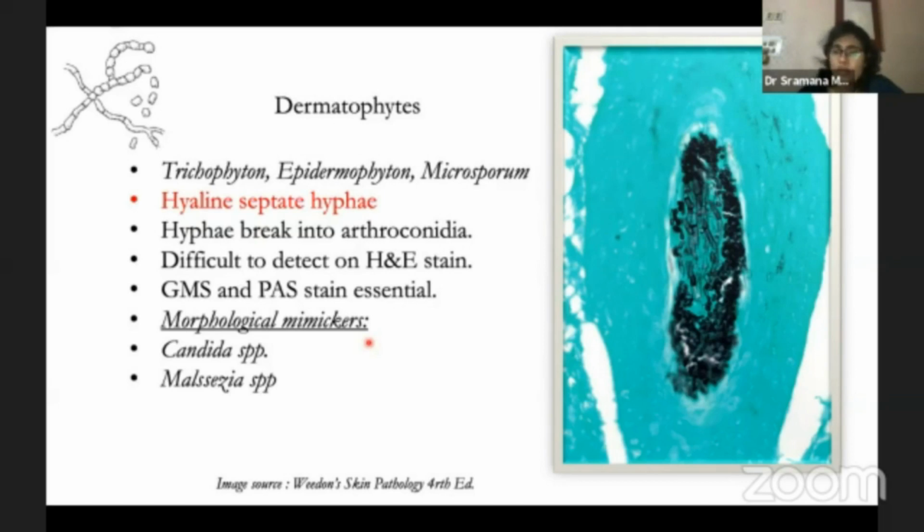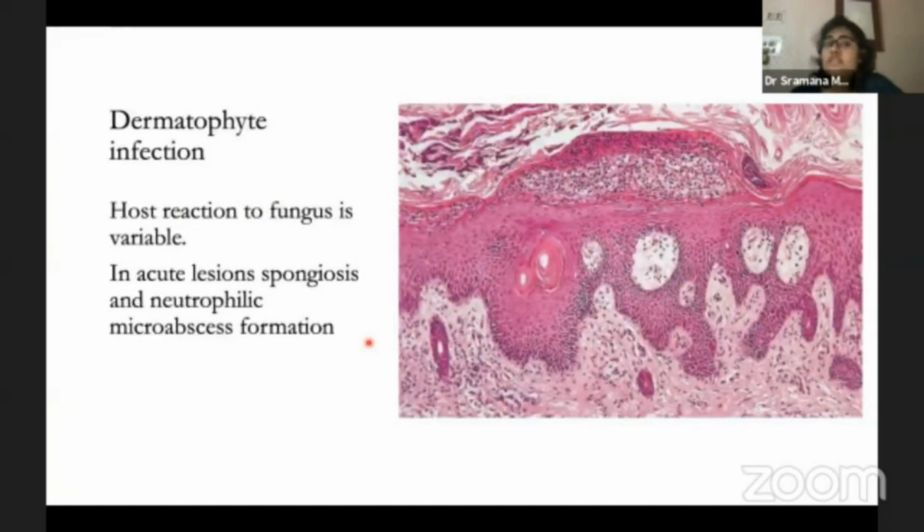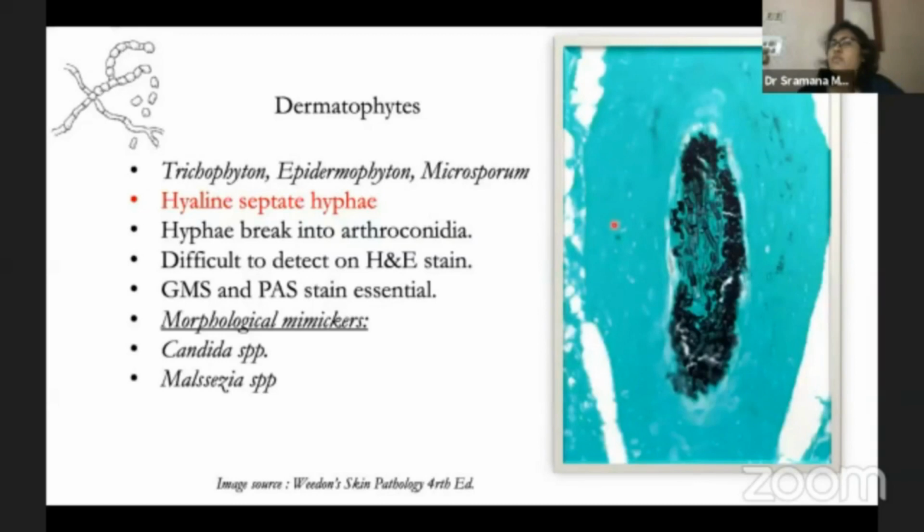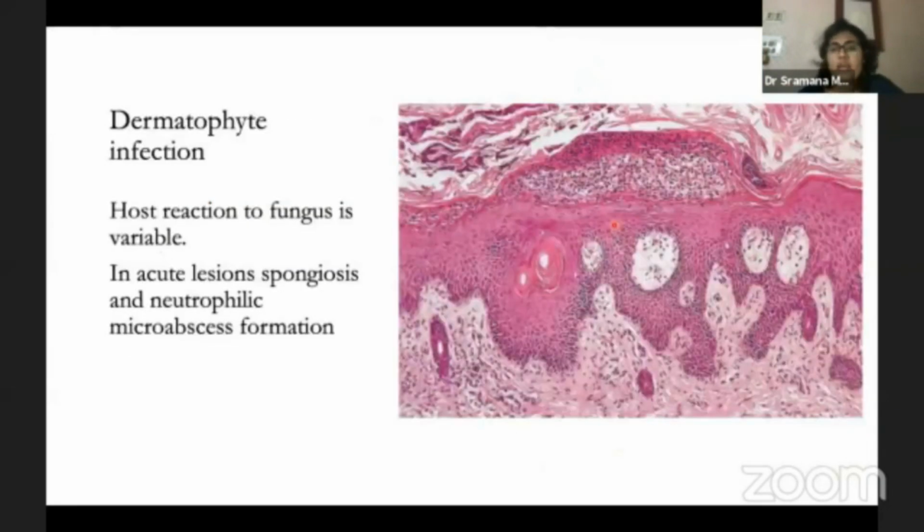So what is the fungal host tissue reaction a dermatophyte produces? It can be very variable, but in acute lesions, it can produce a neutrophilic microabscess, and there might be spongiosis in the epidermis of the skin. So dermatophytes are mostly responsible for superficial infections in immunocompetent individuals, and we call it dermatophytosis.